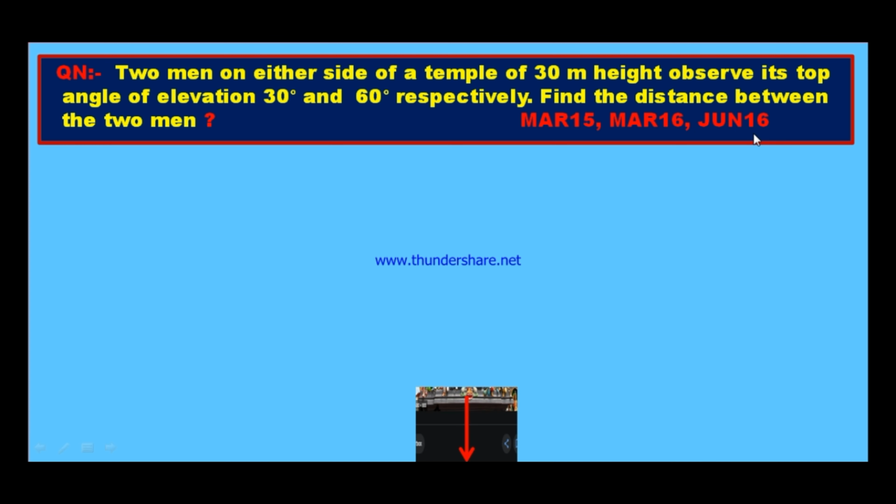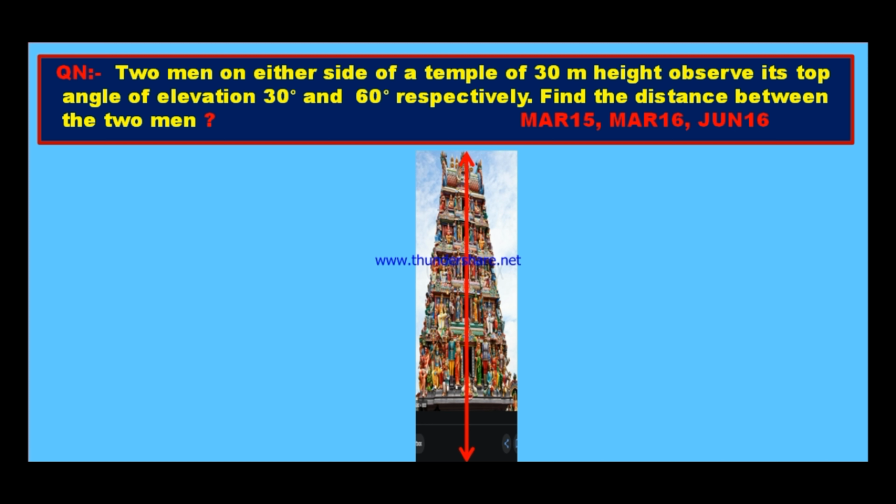Here is a temple and it is given that the height of the temple is 30 meters. Now there are two men who observe the top from either side of the temple, from both sides. Here is the first person. Can you recognize who he is? Very good, he is Kohli. Kohli is looking at the top of the temple at an angle of elevation 30 degrees.